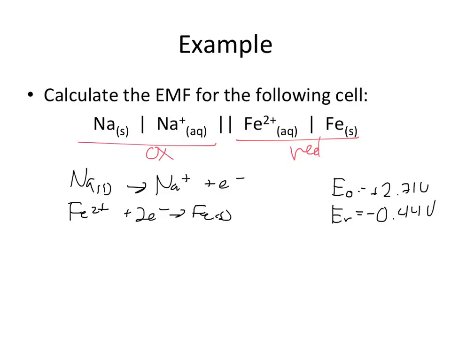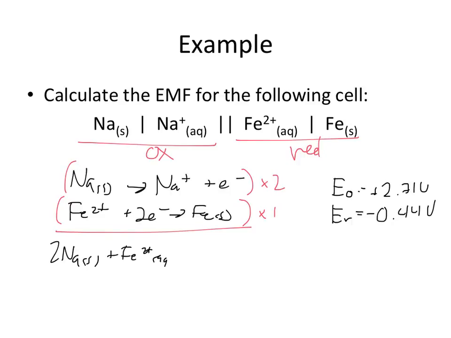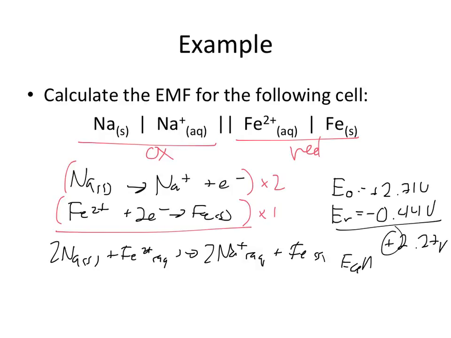What we notice is that our electrons are not balanced, so we need to multiply these by a factor. I'm going to multiply that by 2 and that by 1, which really means we don't have to do anything with that. Once we get that, we can cross out our electrons, and we will be left with 2Na solid plus Fe2+ aqueous, and that will produce 2Na+ aqueous plus Fe solid. Now to get our E cell, we add these up and we get positive 2.27 volts. So not only is it a spontaneous reaction, we get 2.27 volts, which ain't that bad.